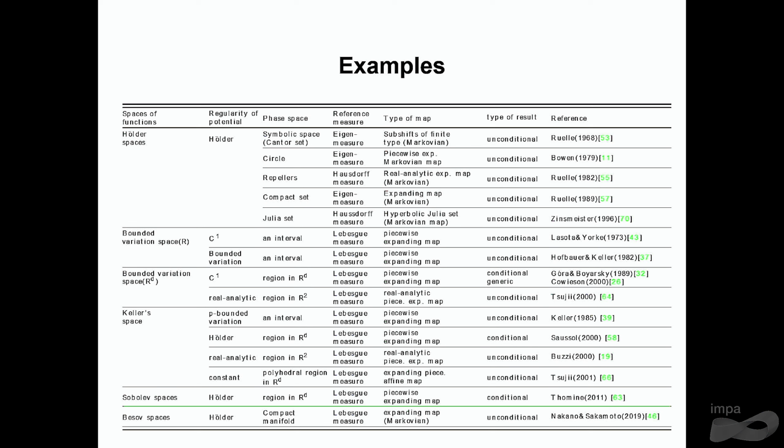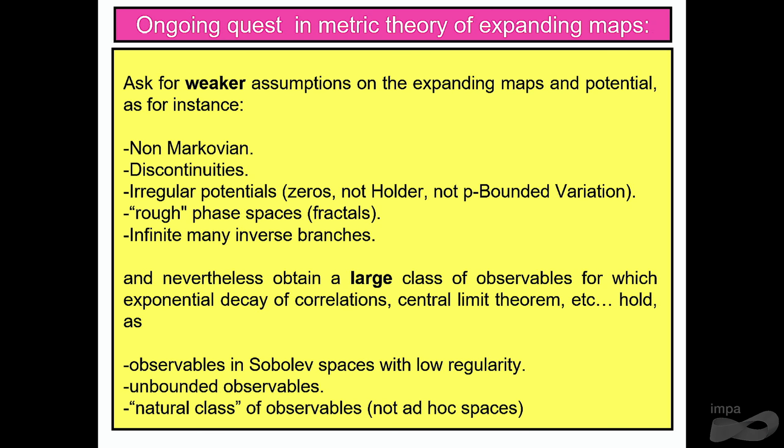Okay? So I find this very annoying because every time you need to prove something for a more general class of maps, you need to invent a new space of functions, and you need to develop the whole theory about this. So what you can ask is the following.